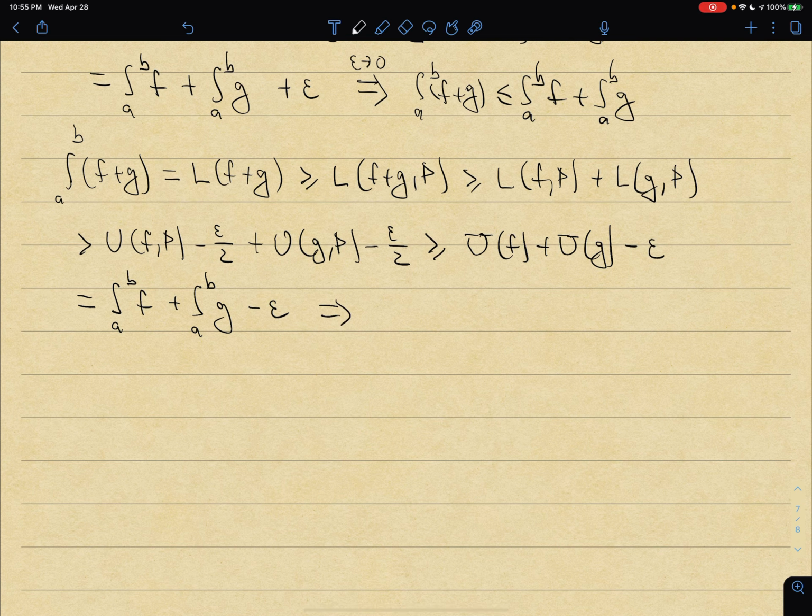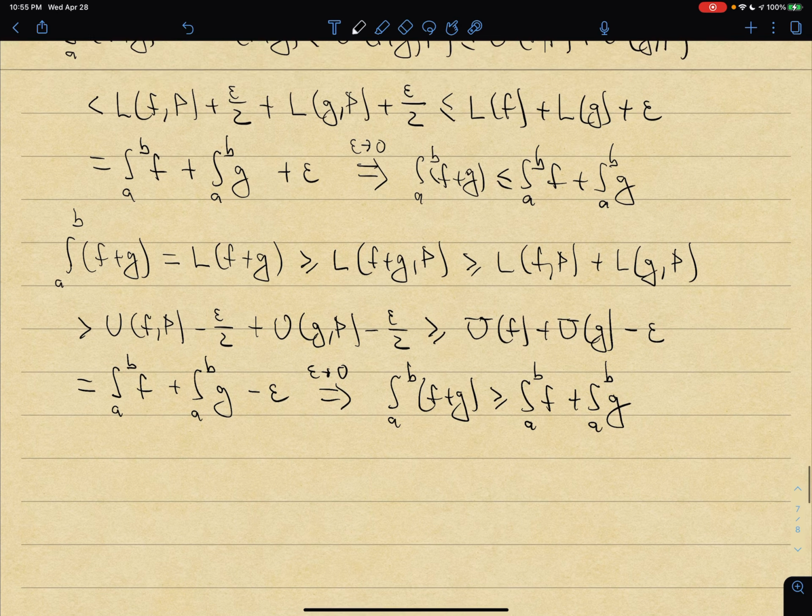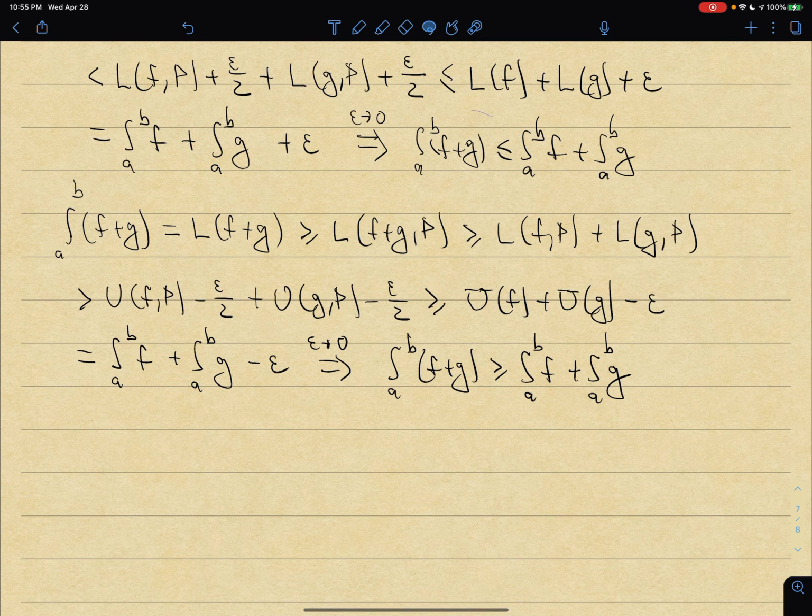And just like I did this before, epsilon in this computation is a randomly chosen number in the beginning. So I can send this number to 0, and that will give me that the integral from a to b of f plus g must be greater or equal to the integral from a to b of f plus the integral from a to b of g. And that's exactly what I needed, right? Because now this is the same inequality in both cases, except that the sign of the inequality is different.